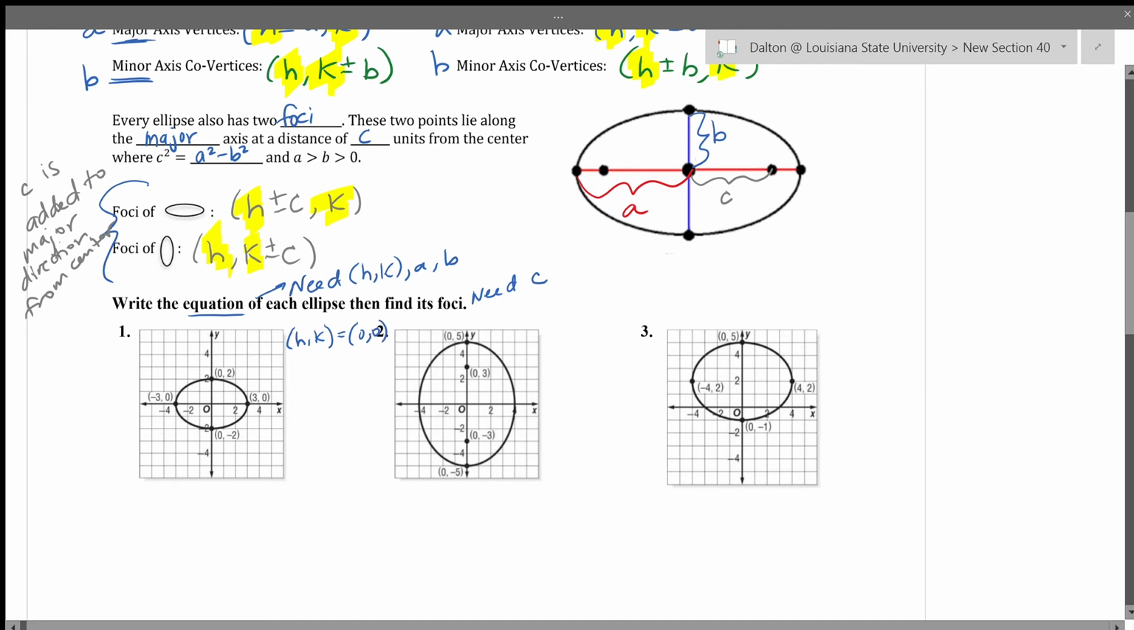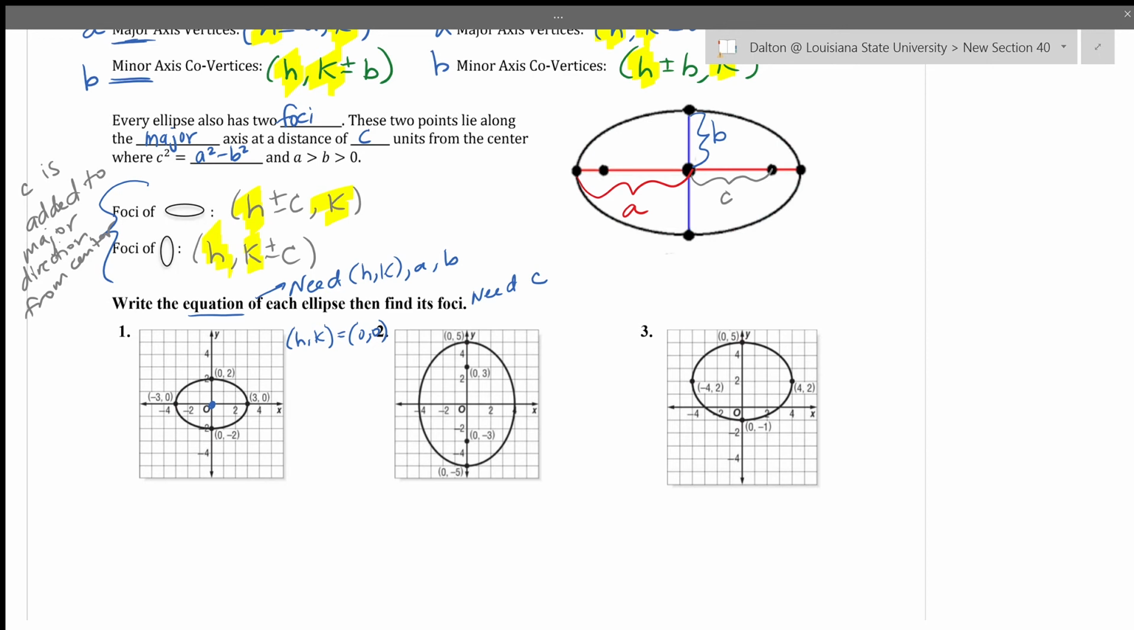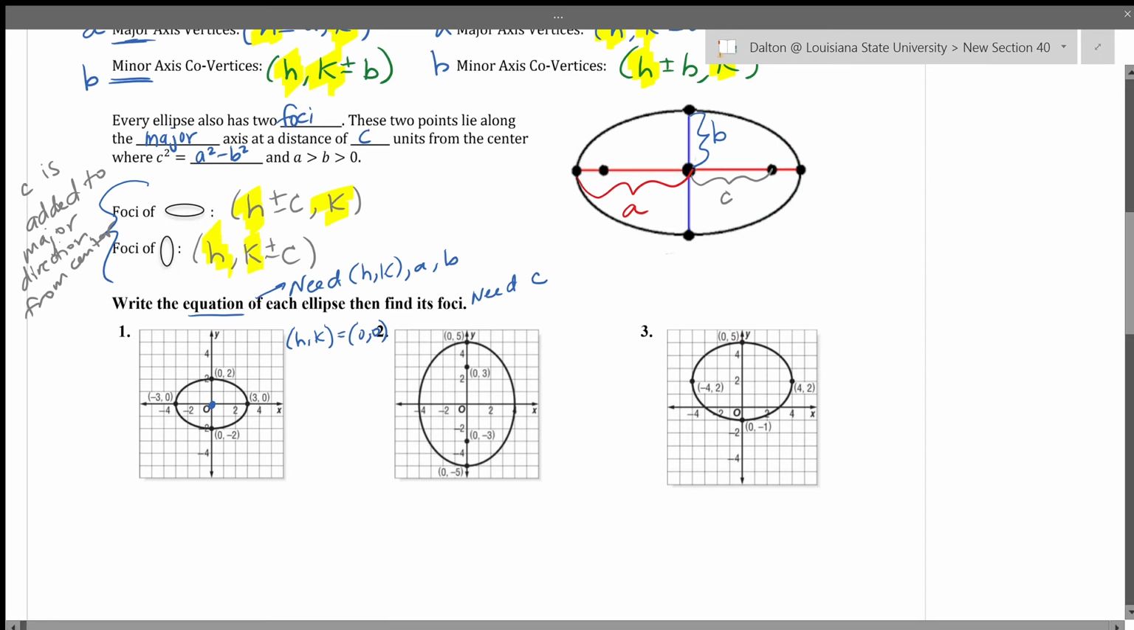Okay, so H, K is 0, 0. Then you simply count your A and your B. So remember, A is kind of like the bigger axis, or the bigger radius. In this case, it's being stretched in the x direction. So if I count from there to the vertex, A is going to be 3.